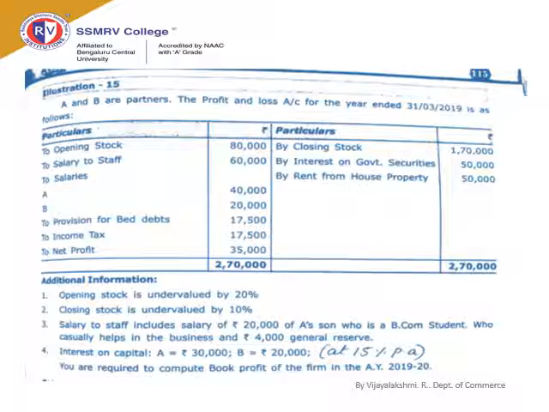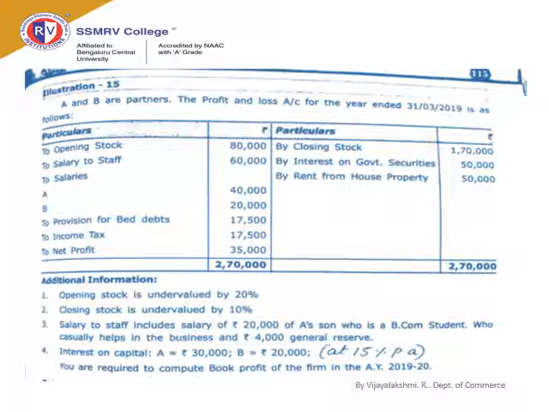Additional information needs to be given with prior importance. First we have undervaluation of opening stock, which is 20%. Next we have undervaluation of closing stock, which is 10%. Salary to staff includes a salary of 20,000 to A's son, who is a BCom student. So here salary paid to A's son, rupees 20,000, is given. It is a non-business expense which needs to be added, who casually helps the business, and rupees 4,000 for general reserve. General reserve needs to be added to net profit.